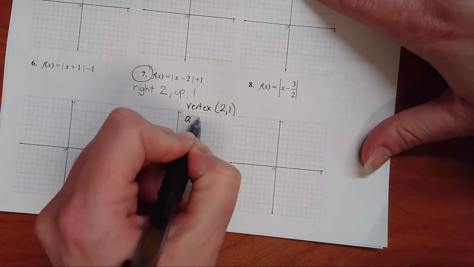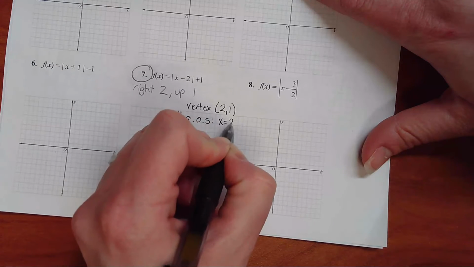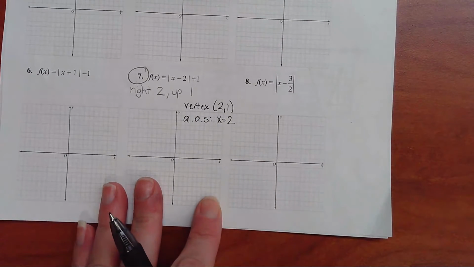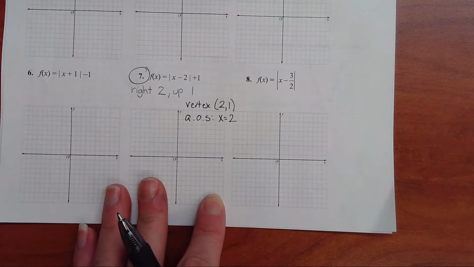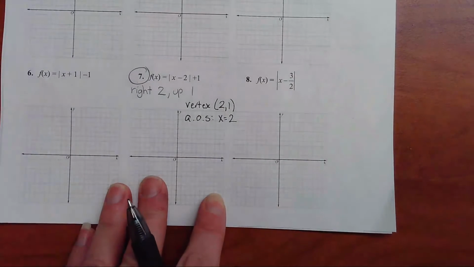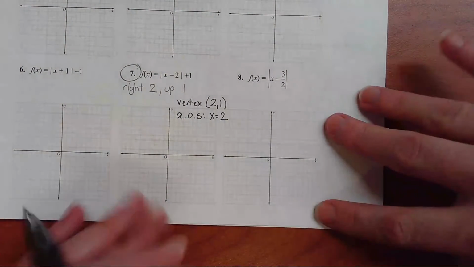Your axis of symmetry is always x equals the x value of your vertex. No matter what, always the x value of the vertex. So whatever that is, you kind of just go with that. And you can plug this again into Desmos to help you out if you want to see what these graphs look like.